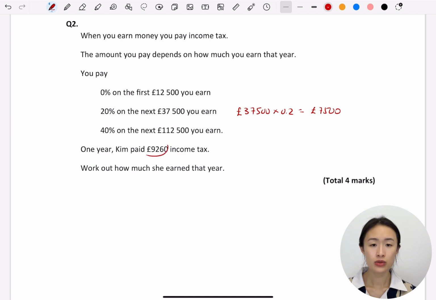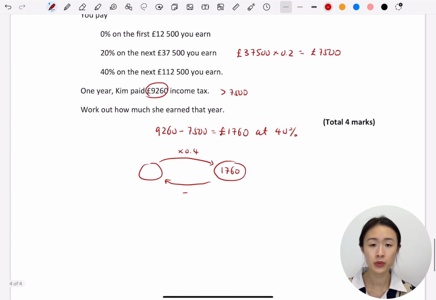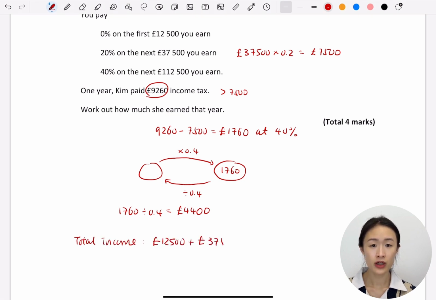Because 9,260 is greater than 7,500, then we know he paid 1,760 at 40%. So to work out the taxable income in this bracket, we needed to do 1,760 divided by 0.4, and that gives us 4,400. So the total income will be 12,500 plus 37,500 and 4,400. And that gives us 54,400 as the total income.